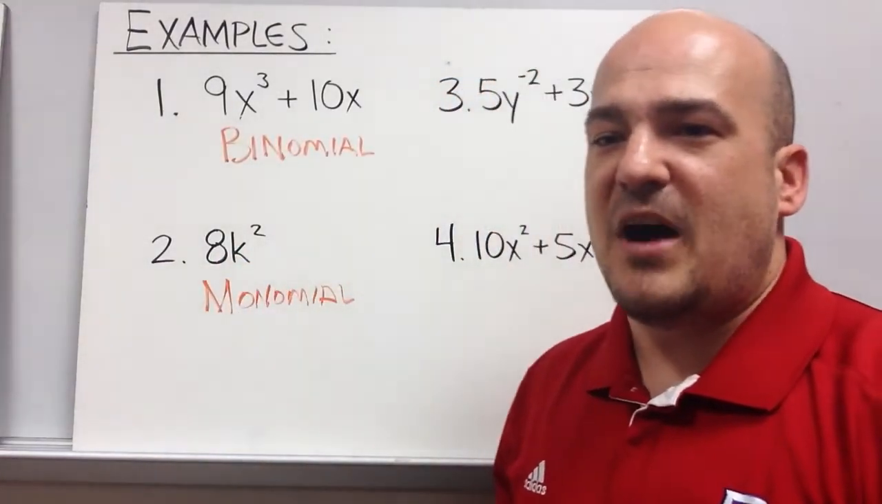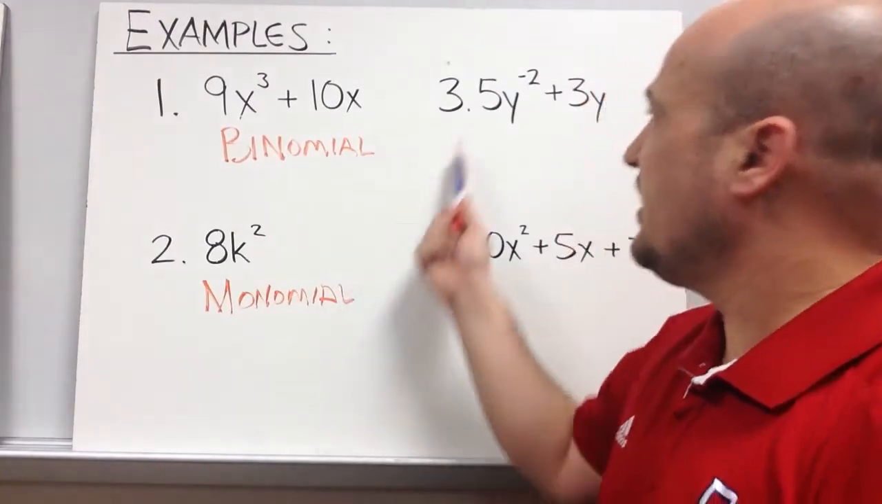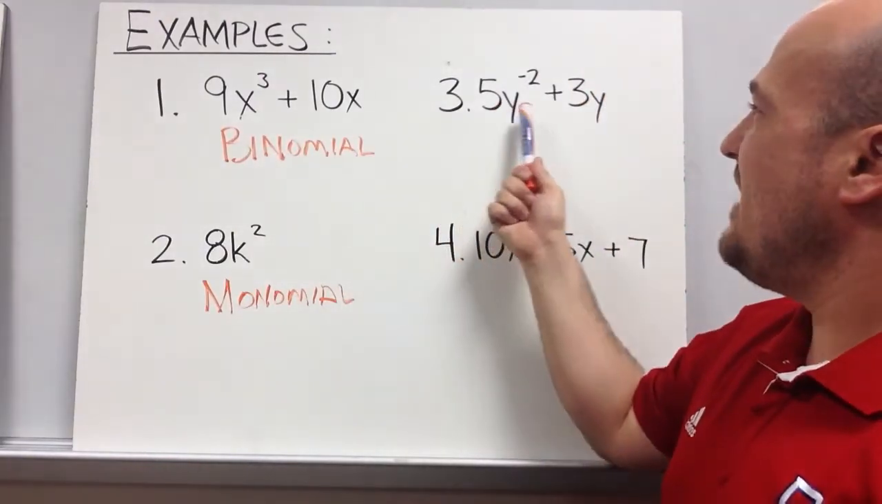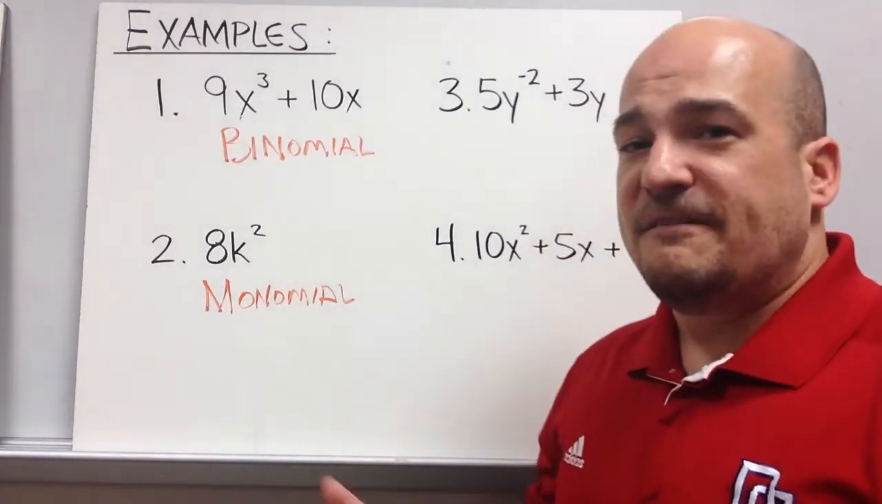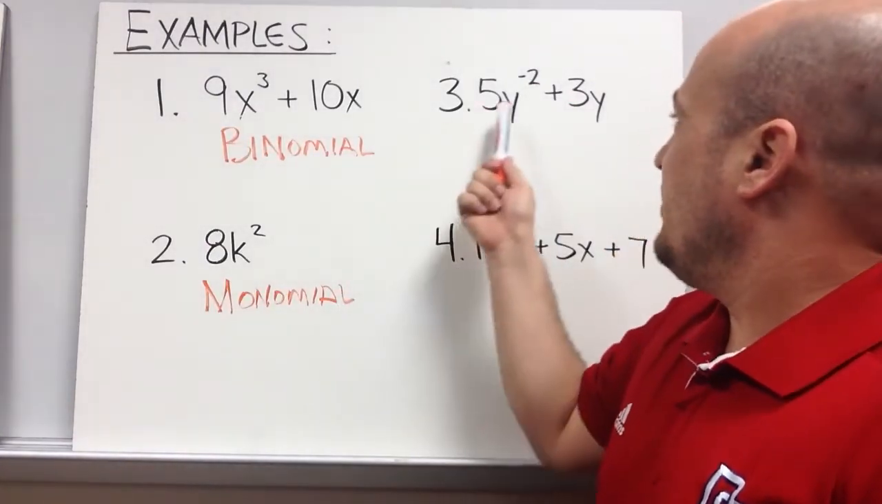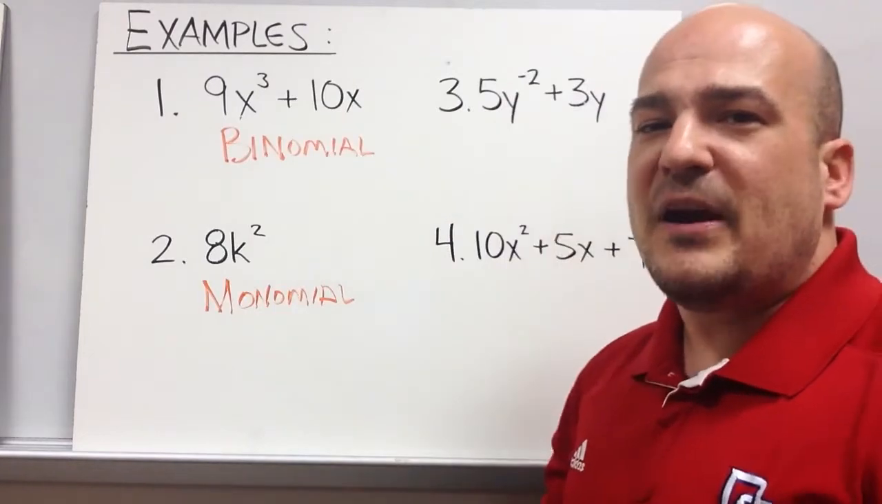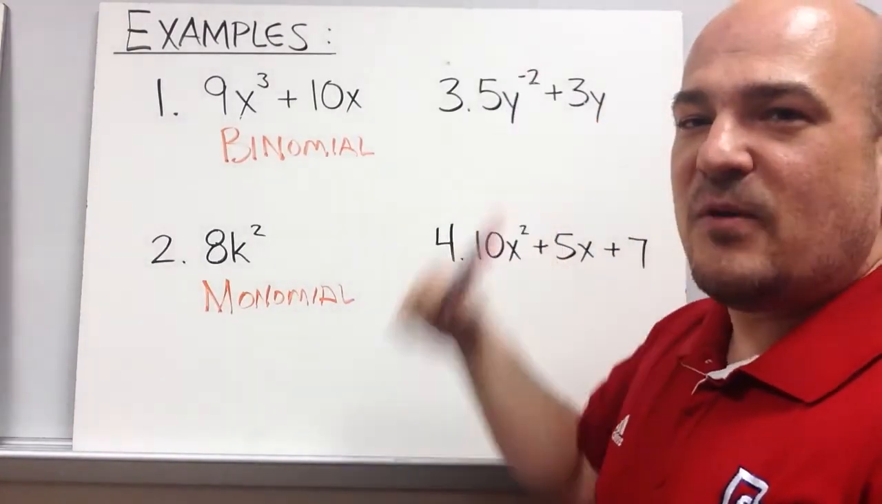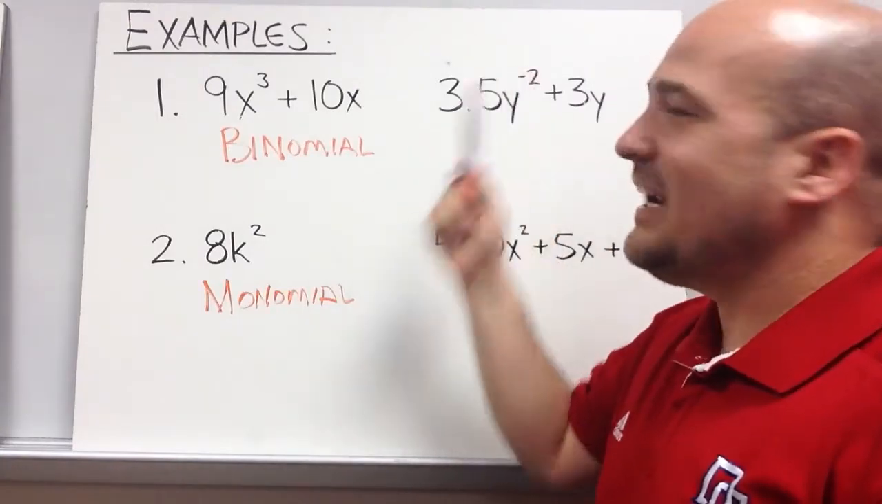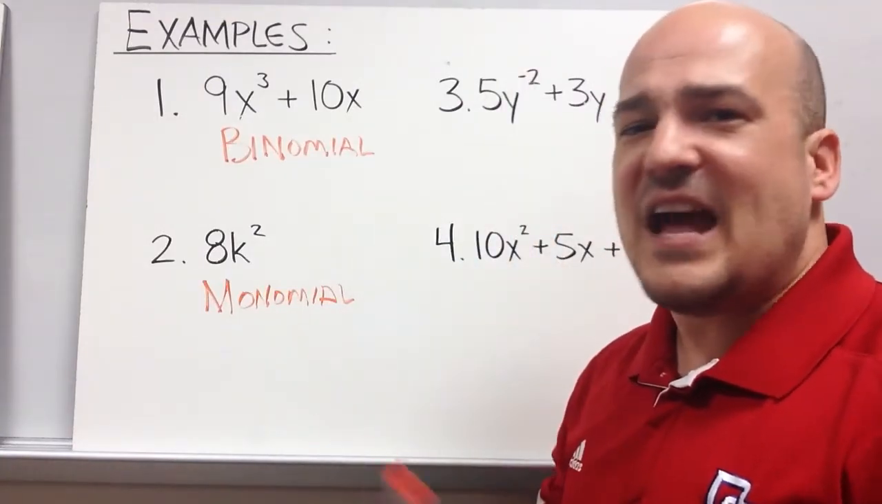Okay, number two is a monomial. Let's take a look at number three. Number three is 5y to the negative 2 plus 3y. When you first look at it, it looks like a binomial. There's two terms here. But if we remember back from our notes that we just took, it has a negative exponent. Okay, and anytime we have a negative exponent, then that means that this is not a polynomial.